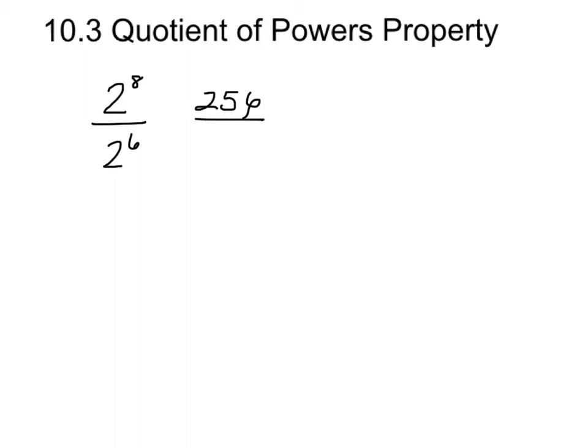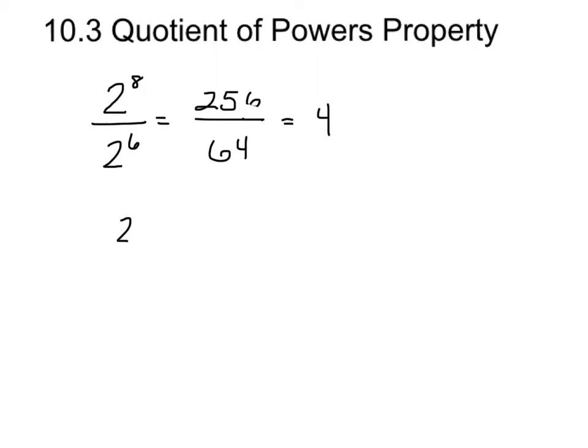If we take 2 to the 6th power, 2 to the 6th power gives us 64. If we divide 256 divided by 64, you're going to get an answer of 4. Now you're probably thinking, well, that's easy, I can do that, which you should find easy. But we can use this as a shortcut.